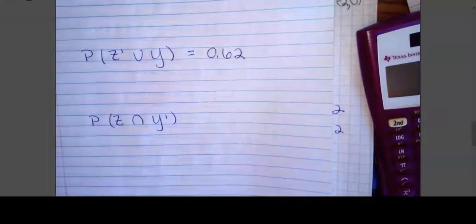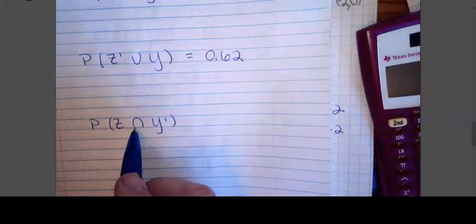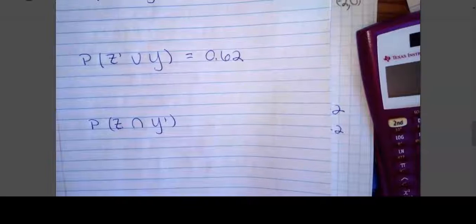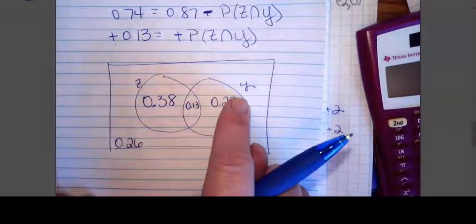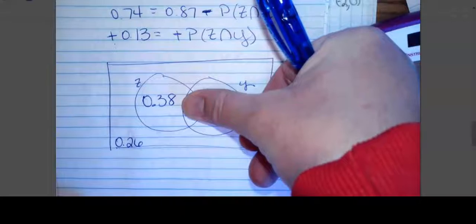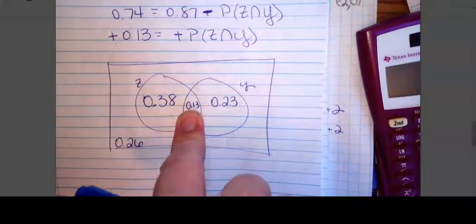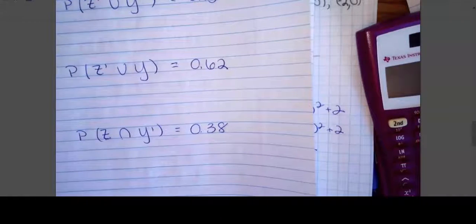And then finally what we have is the probability of Z and not Y. Okay, so what is that going to look like? The probability of Z, and then not Y. I don't want any Y in there. So I've got the probability of Z is 0.38. But I can't include this part because that has Y in it. So it's just 0.38. Okay? So 0.38. So those are Venn diagrams.